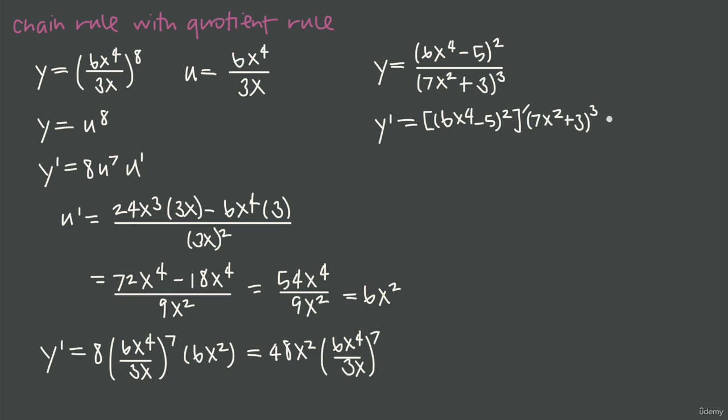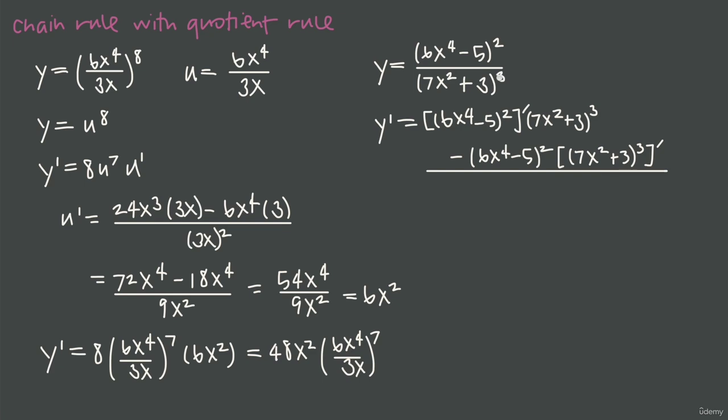Then in our quotient rule formula, we're still in the numerator here. We subtract the numerator, so we subtract here, we'll say (6x^4 - 5)^2 multiplied by the derivative of the denominator. So here, we'll again just set up our quotient rule formula. We'll deal with taking the actual derivative of the denominator later. So we'll say here (7x^2 + 3)^3, and we'll put a little prime symbol to indicate that we want to take that derivative. And then according to our quotient rule formula, we divide that by the square of the denominator. So we take the denominator and square it.